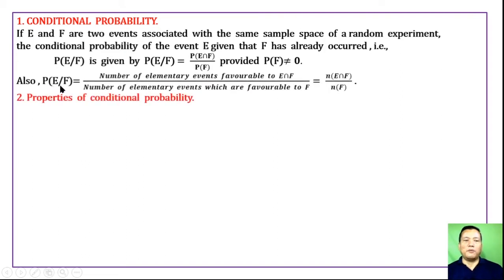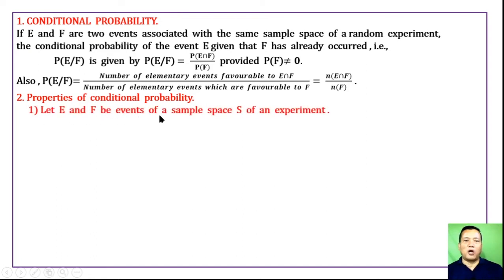Also, P of E given F is the number of elementary events favorable to E intersection F divided by the number of elementary events which are favorable to F. Here, the number of elementary events favorable to E intersection F is divided by the number of elementary events favorable to F, and that gives the value. Properties of conditional probability.